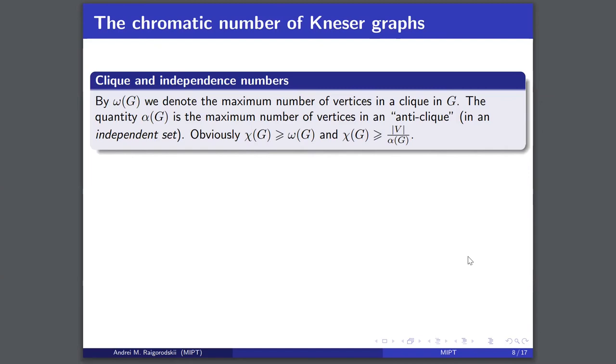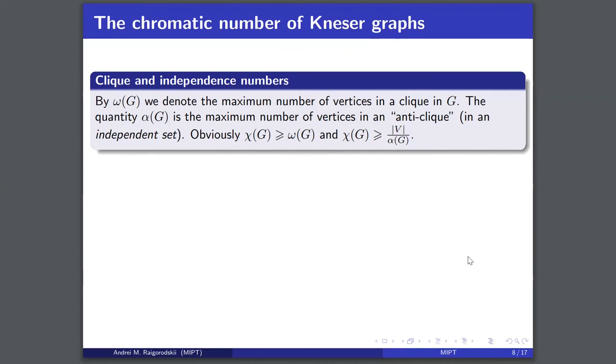Okay, but the second inequality probably is not so easy for at least some of you. How to prove that the chromatic number is bounded from below by the cardinality of V over alpha of G? In fact, this is very simple, but you must be familiar with definitions. If you understand the definitions deeply, you understand that this is exactly the pigeonhole principle. So this is very simple, in fact. I'll prove it.